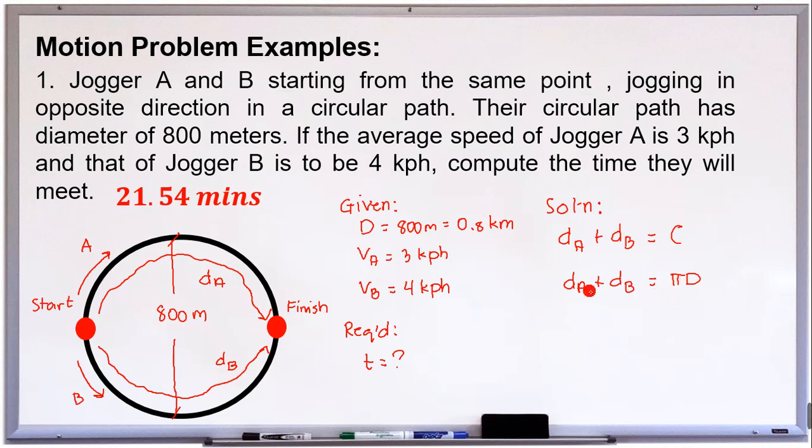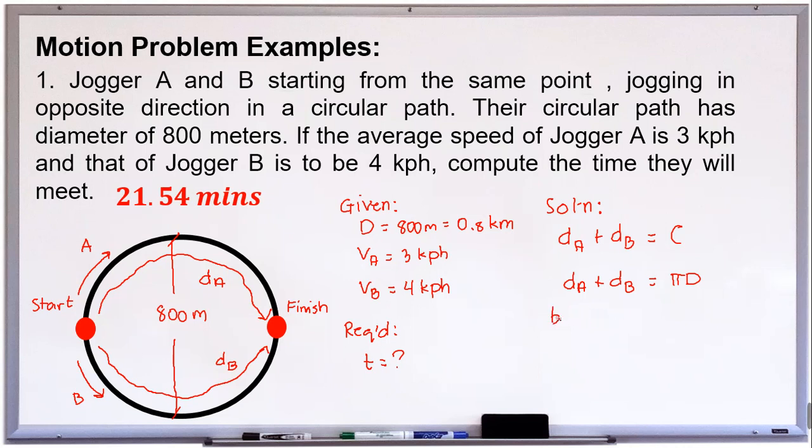Next, now when you are generating a working equation, make sure that in your working equation it must contain the variable that is asked in the problem. Okay, so the requirement for our problem is t, so t must be in the working equation. But as you notice, we only have dA and dB. So therefore, we are going to use this time the working formula for motion problem.